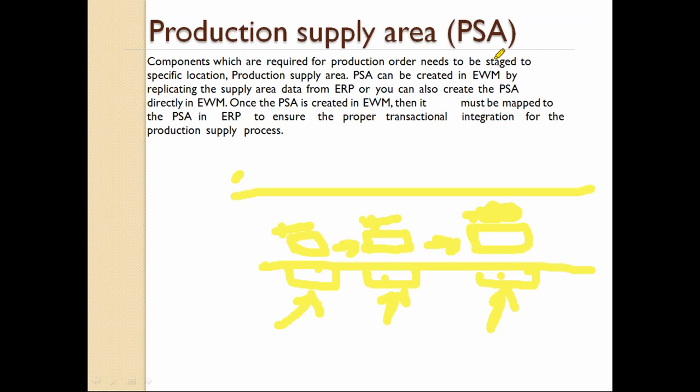Generally this is master data in ECC maintained by PP. They will create PSAs, production supply areas. We have to replicate that PSA from ECC into EWM.